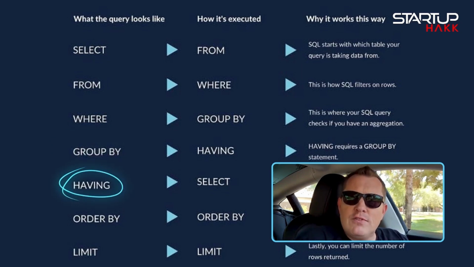Having: the having clause is used to filter the result set after the group by operation has been performed. It specifies conditions for filtering aggregated data. Similar to the where clause, rows that do not meet the criteria are excluded from the final result.